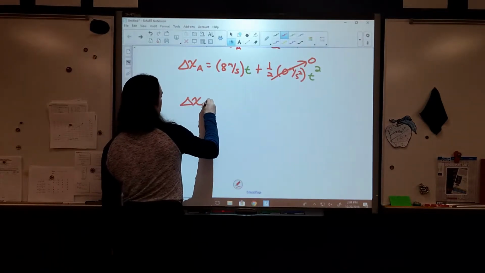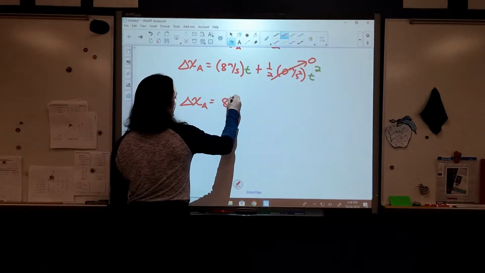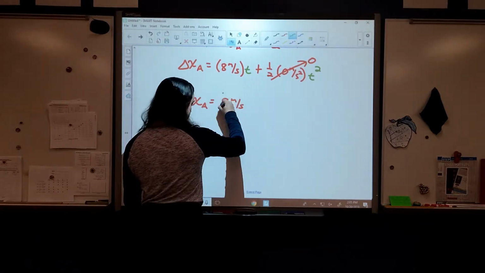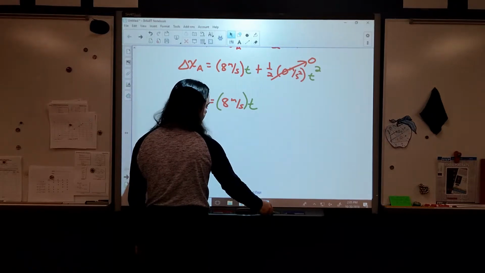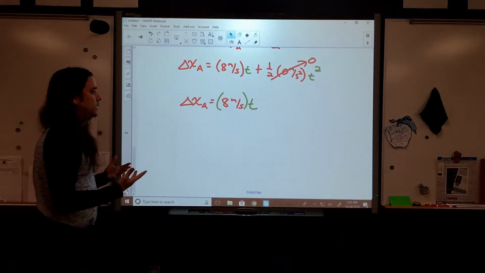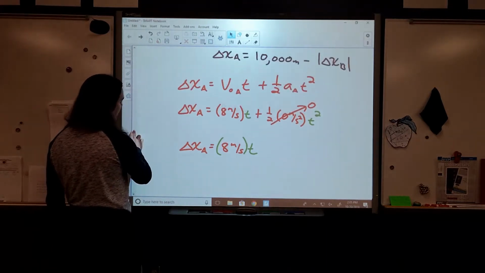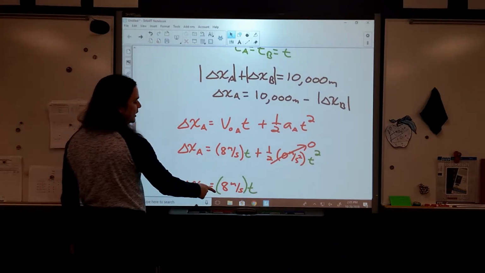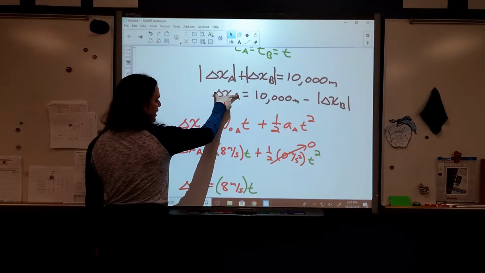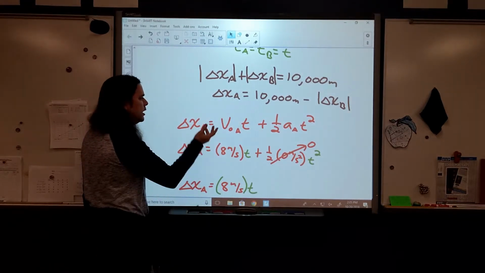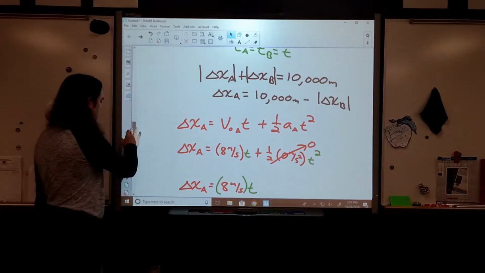That delta XA is equal to 8 meters per second times t. Okay. Now, I don't know delta XA, and I also don't know t, so you may be wondering, okay, how is that helping me? Well, I can now replace this, my delta XA, with 8 meters per second times my unknown time. Let's take a look at the delta XB.